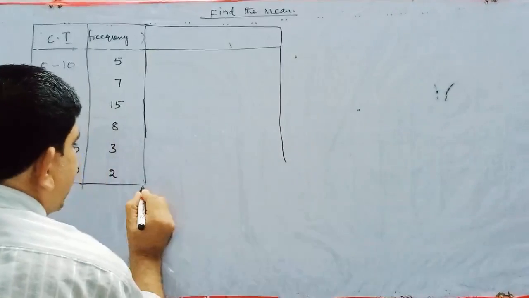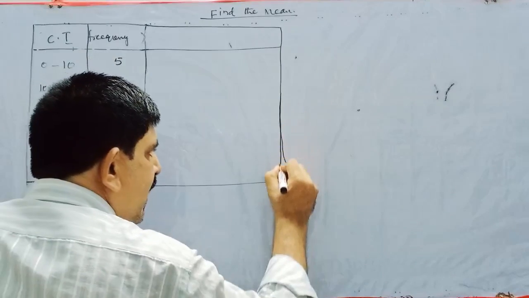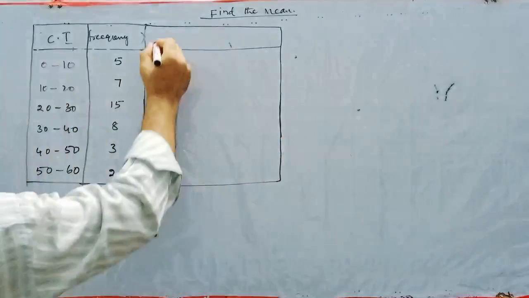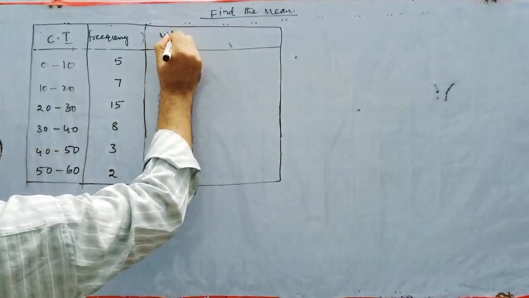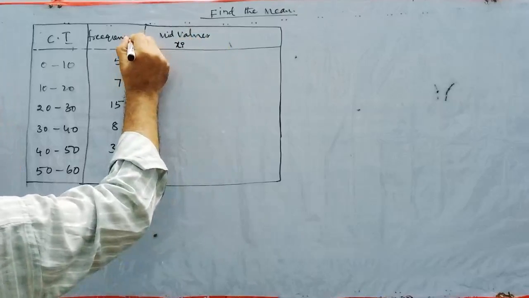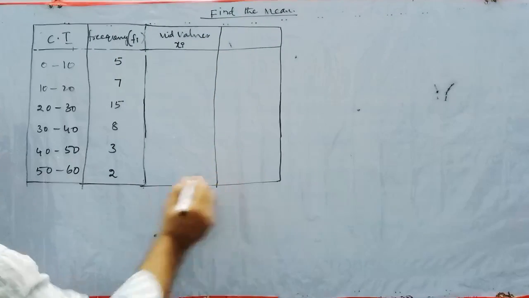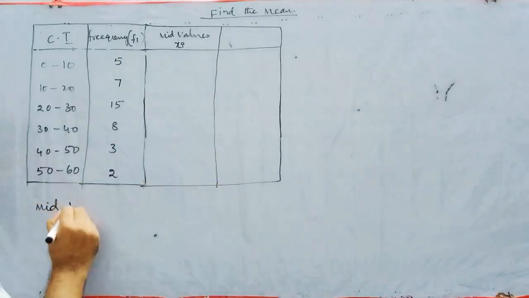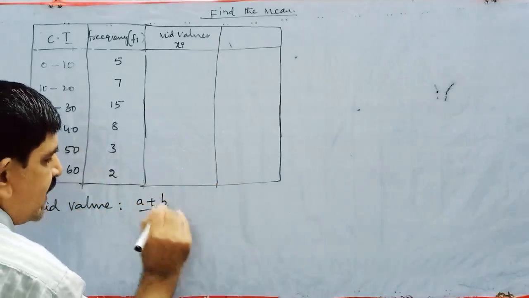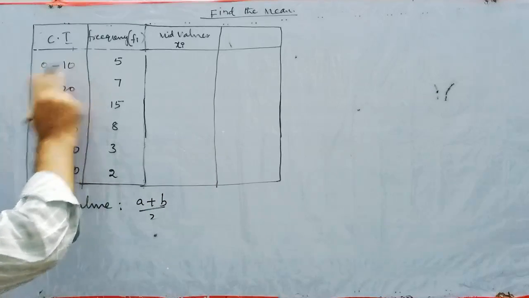To find the arithmetic mean in any method, we have to take the mid values. For any method we have to find the mid values. Mid values are taken as xi and frequency is taken as fi. The mid value formula is a plus b by 2. So that is nothing but lower limit plus upper limit by 2, or the average of this class.